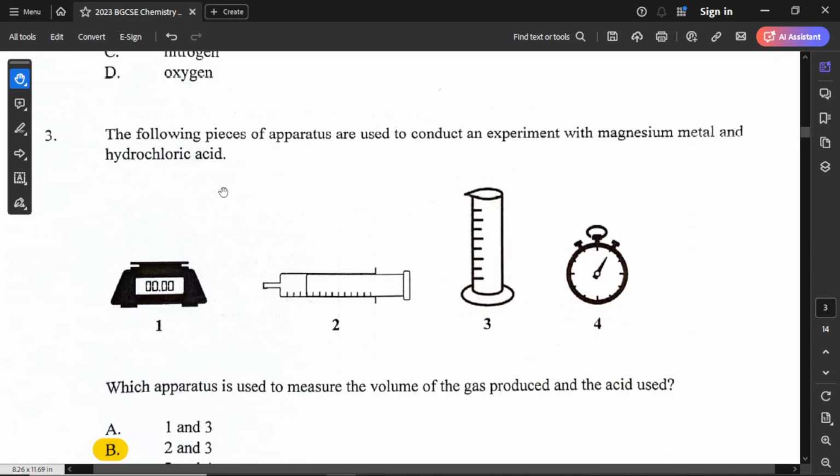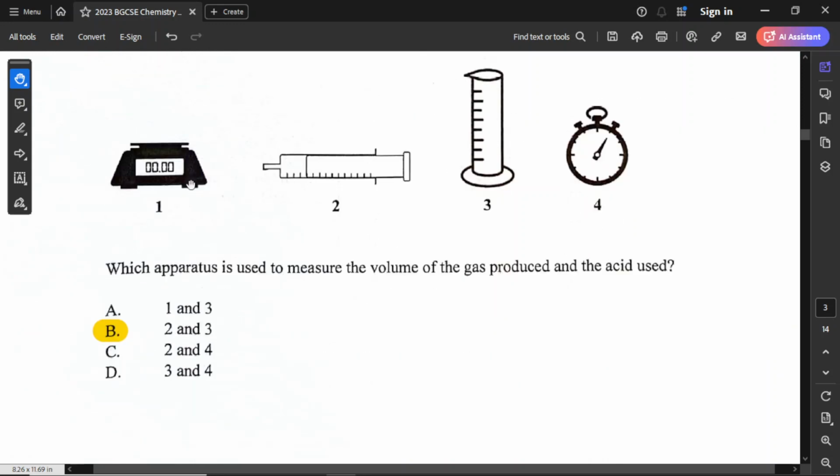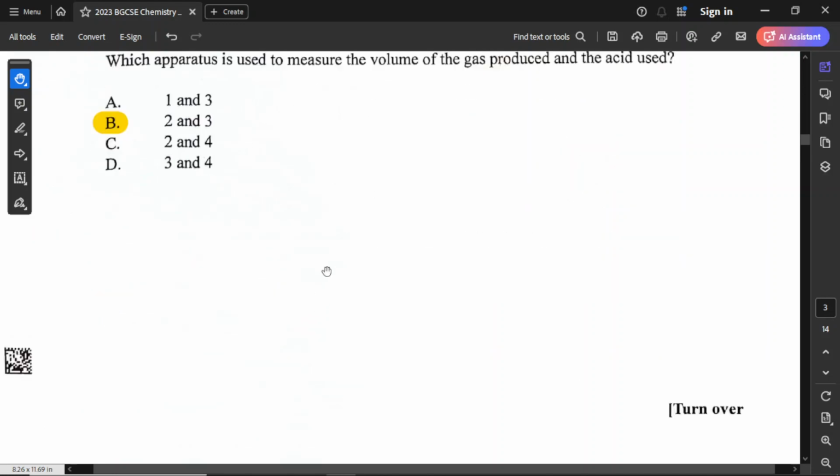All right, question number 3. It said the following pieces of apparatus are used to conduct an experiment with magnesium metal and hydrochloric acid. If you notice, we have a mass scale right here, or a gram scale. Also, we have a syringe, a measuring cylinder, and a stopwatch or a stop clock. Which apparatus is used to measure the volume of the gas produced and the acid used? 2 and 3 both measure volume, and so B is the correct answer for that question.